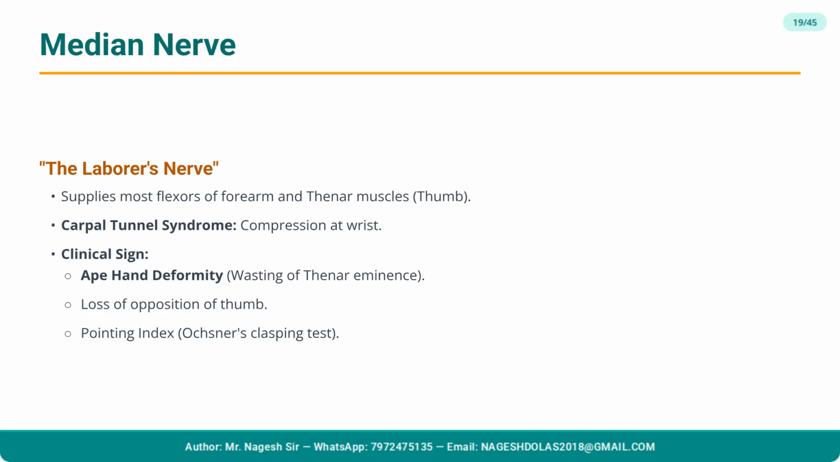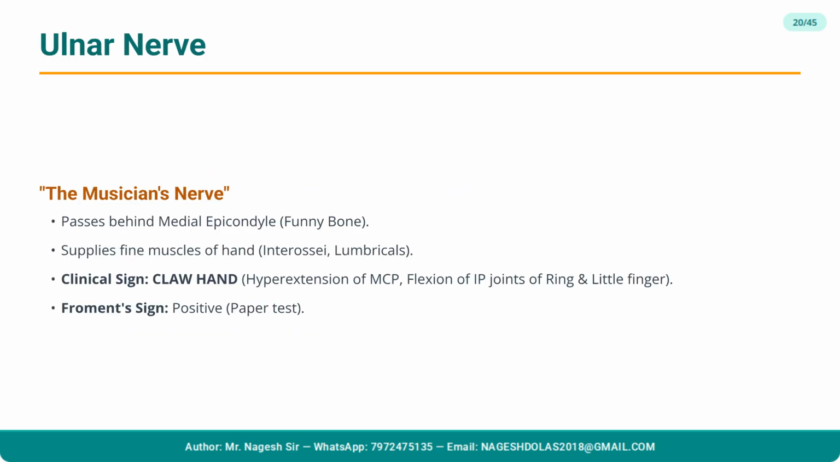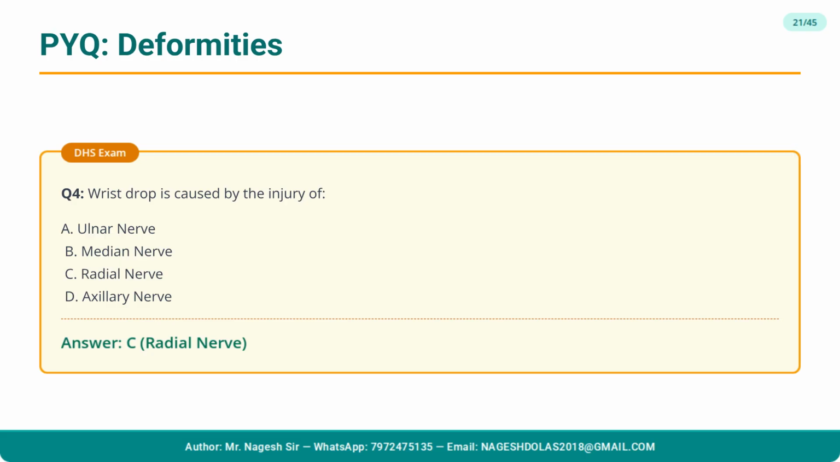Compression at the wrist causes carpal tunnel syndrome. Clinical signs include ape hand deformity and loss of thumb opposition. The ulnar nerve, or musician's nerve, passes behind the medial epicondyle. Its injury causes claw hand, which involves hyperextension of the MCP joint and flexion of the ring and little finger IP joints. Question 4. Wrist drop is caused by the injury of which nerve?